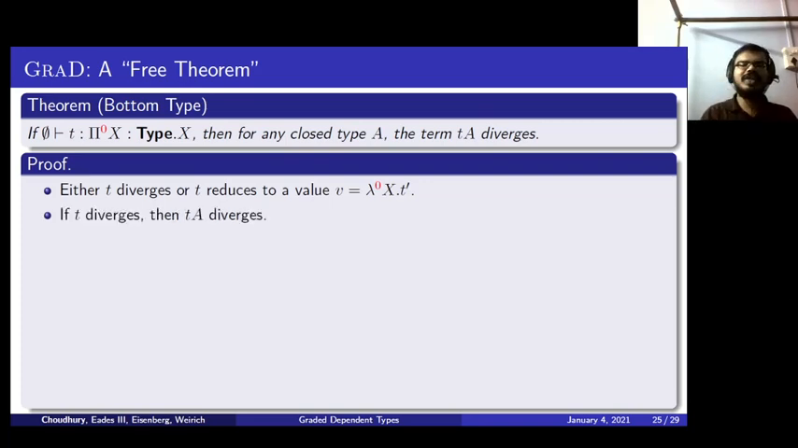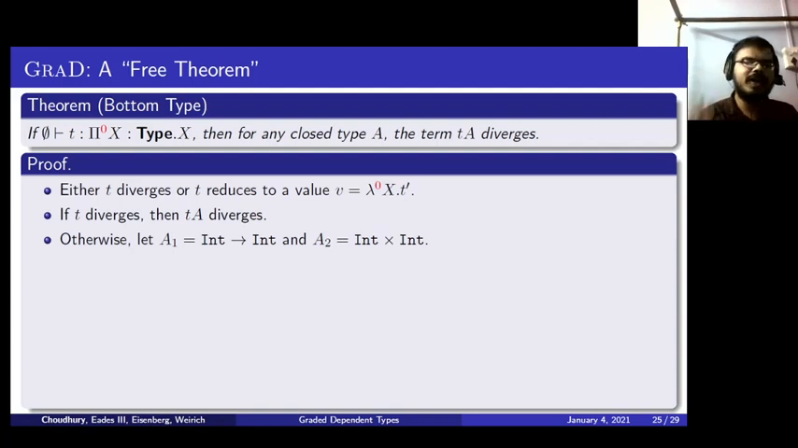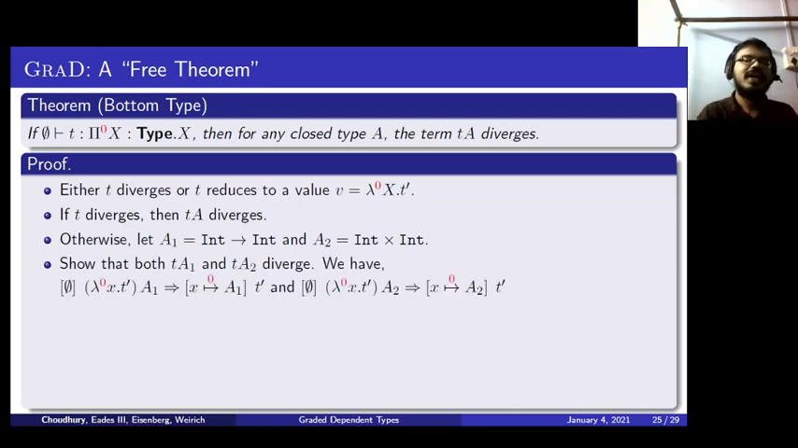Now, if T diverges, then TA diverges. Otherwise, let A1 be an arrow type and A2 be a product type. We show that TA1 and TA2 both diverge. Now, T reduces to a value that has a grade 0 on the lambda. So, TA1 and TA2 will step to T prime, and the heaps will contain A1 and A2 but with grade 0 in both cases.